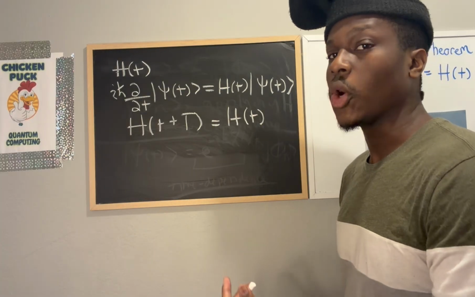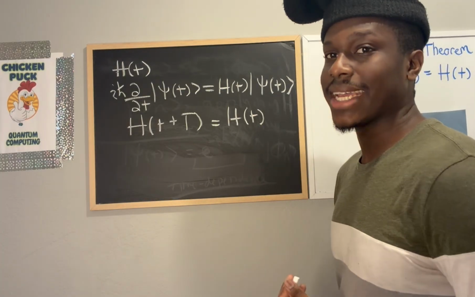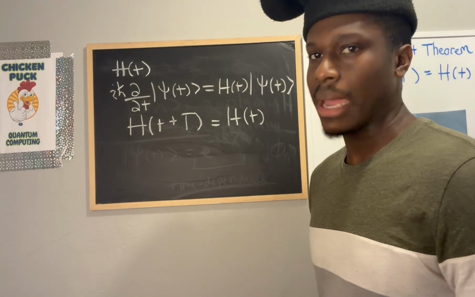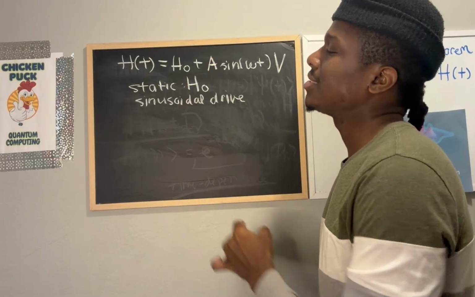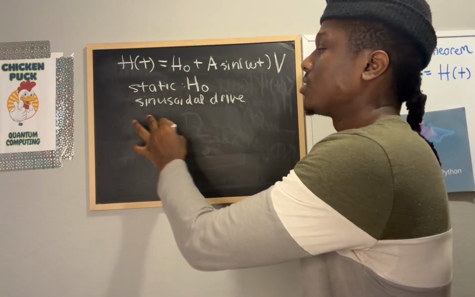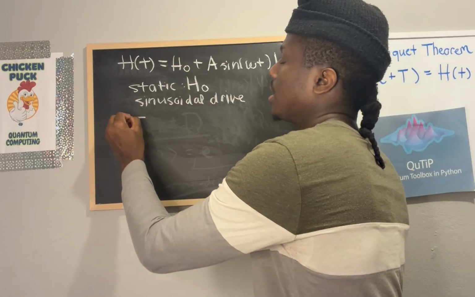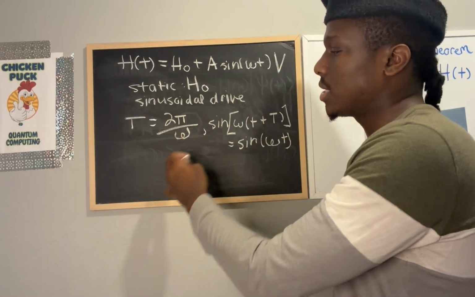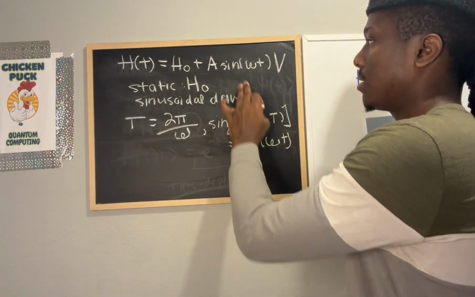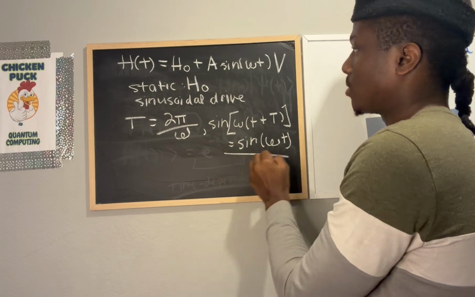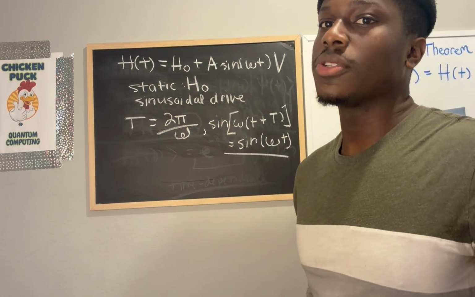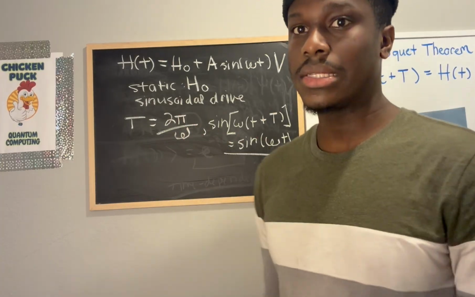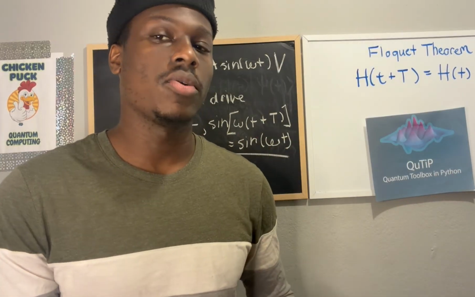Suppose the Hamiltonian repeats itself every T seconds, this T. So after one period, it's the exact same Hamiltonian. For example, imagine a static Hamiltonian H0 with a sinusoidal drive. Then T would equal 2π over ω. As you can see, once we apply T and plug it in the sinusoidal drive, we get back out the same sine here. So even though the Hamiltonian is not constant, there's still some structure here. It repeats. The Floquet theorem describes this periodicity.